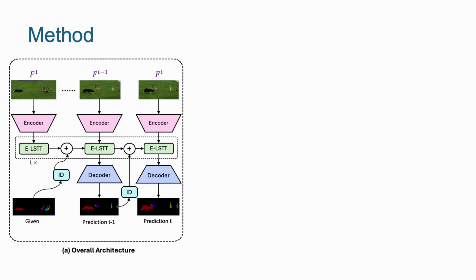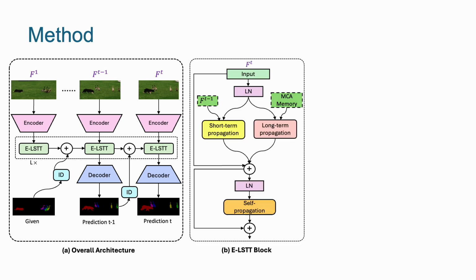The video frames are passed to the lightweight encoder to extract the frame features, followed by the proposed ELSDT block to handle the long-term memory efficiently, followed by the decoder to generate the final masks. The ELSDT mainly consists of short-term propagation to encode spatial information of the target from the previous frame and long-term propagation to propagate the target information from all past frames. Here, the long-term propagation is based on the proposed MCA memory.